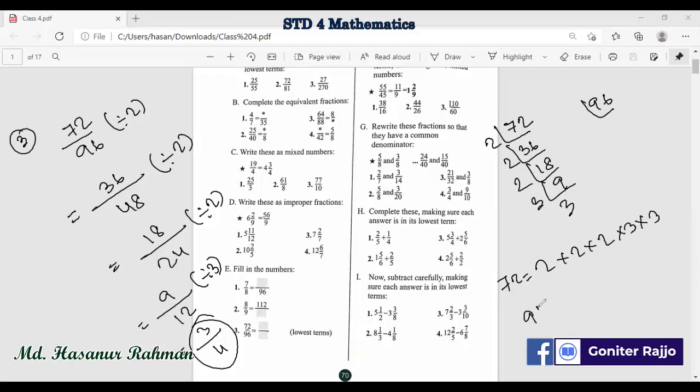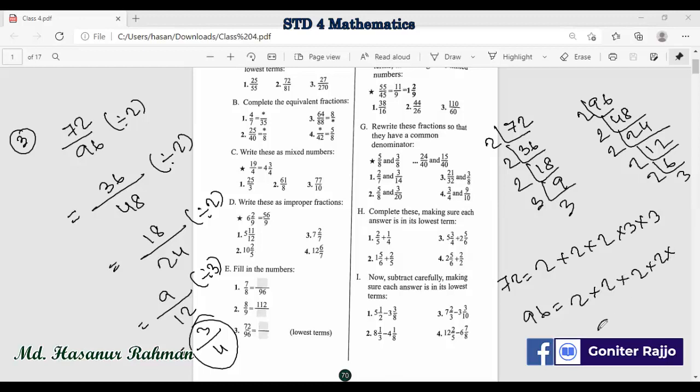What about 96? We can divide 96 by 2, then we will get 48. We can divide 48 by 2, we will get 24. We can divide 24 by 2, we will get 12. We can divide 12 by 2, that is 6. We can divide 6 by 2, that is 3. So 96 means actually 2 times 2 times 2 times 2 times 2 times 3. Okay, so now look at this.